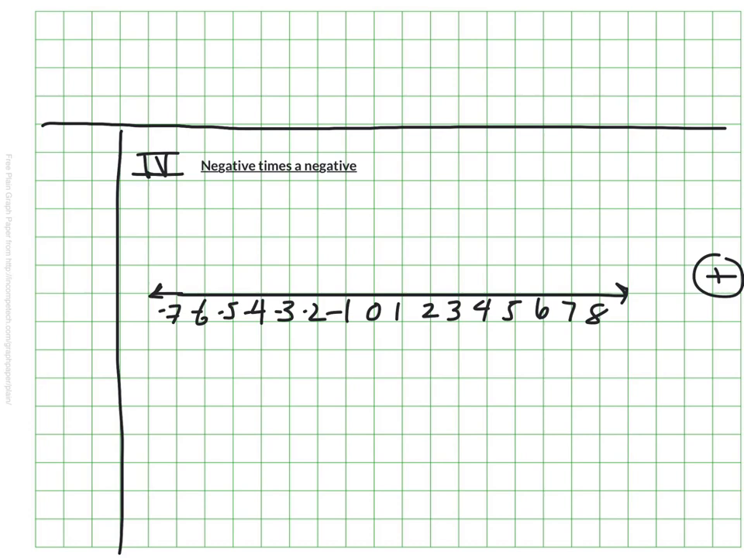Lastly, we need to talk about a negative times a negative. And this one's kind of the hardest one to conceptualize. But let's do the same related problem. Negative 3 times negative 2. So that's what we're going to work with here.